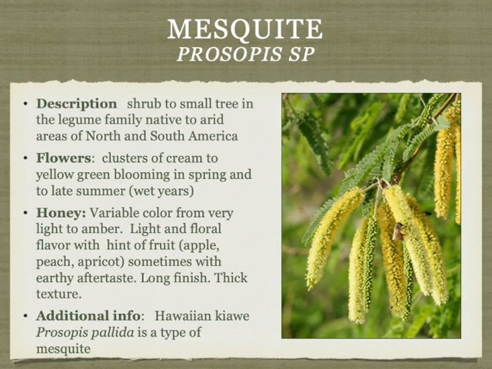Mesquite is a number of species that grow in both North and South America. In the U.S., it's produced in Texas and in the Southwest. Because there are multiple different species, the honey can be variable from light to amber. The flavors and aromas can be a hint of fruit, sometimes with an earthy aftertaste, long finish, thick texture. It's not like the mesquite wood that you use for smoking barbecue or anything like that. It's not quite like that. The Hawaiian kiawe actually happens to be a type of mesquite that was introduced to Hawaii from South America and now unfortunately is invasive.